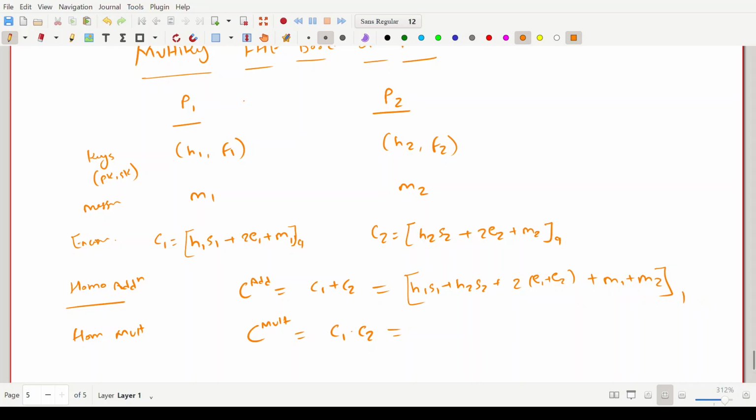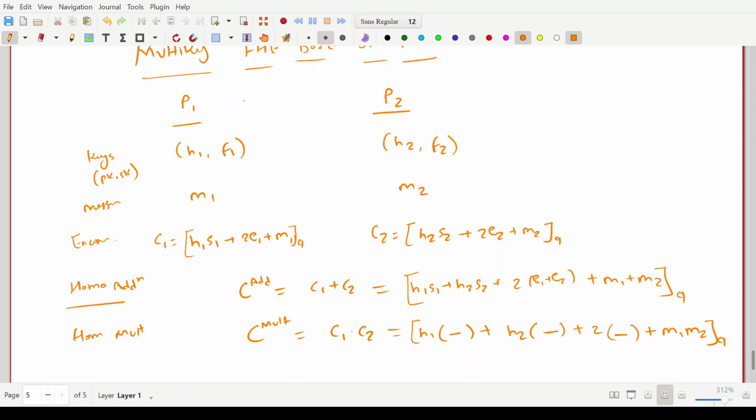So you have this new ciphertext, which is the addition of two ciphertexts. Now if you multiply C1 and C2, what do you get? You will get H1 multiplied by something. H1 S1 will be multiplied to everyone, H2 S2, something like that. So H1 will be multiplied to something, plus H2 will be multiplied to something, plus 2 times the error term will be there, correct? So at last I'll have M1 into M2 over Q. These are the terms which will be present here.